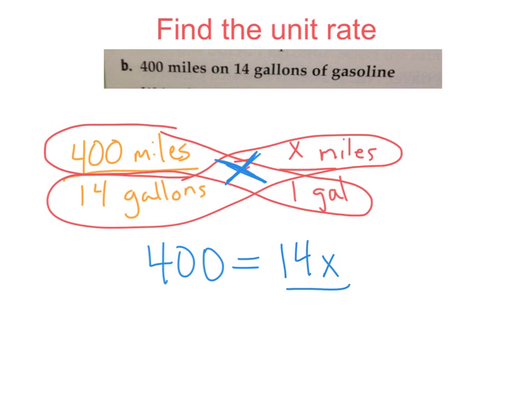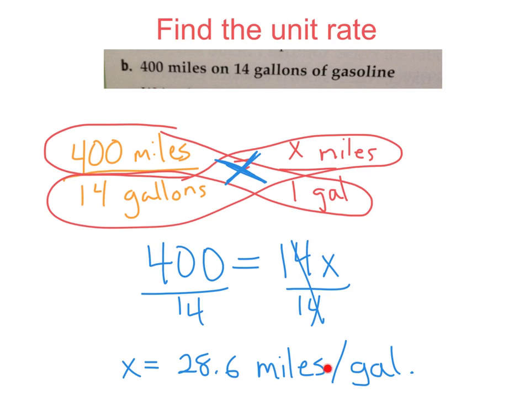Now I'm going to divide both sides by 14. Okay, and once I do that, that cancels out. And when I solve that, I get 28.6, and I can't forget my label. That's really important when we do unit rates. So this would be 28.6 miles per gallon.